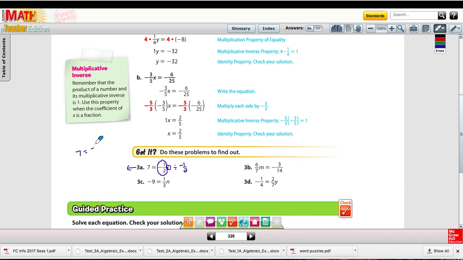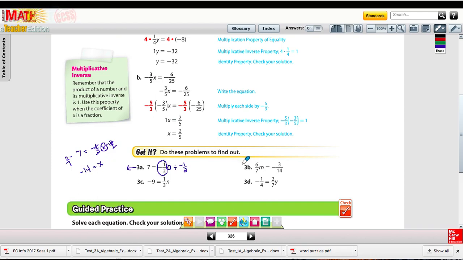7 equals negative 1/2 x. So what I do is I put the 2 over 1 so that I can cancel out the 2's and cancel out the 1's. And I'm left with x, as long as I multiply by negative 2 over 1 on this side. x equals negative 14.